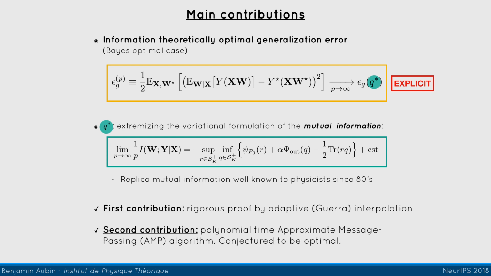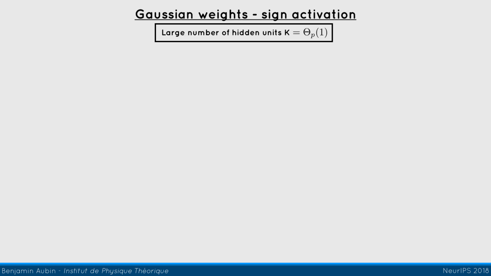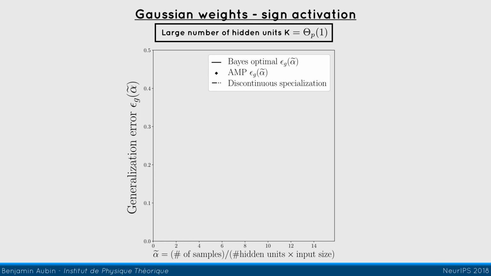Our second contribution is the design of a polynomial time message passing algorithm, which is conjectured to be optimal in many cases. To illustrate, we consider Gaussian weights with sign activation functions and a large number of hidden units K. We compare the Bayes optimal generalization error with a full line and the generalization performed by the AMP algorithm with dots. For a small number of samples, the AMP algorithm follows the optimal generalization error. They both decrease and then plateau.